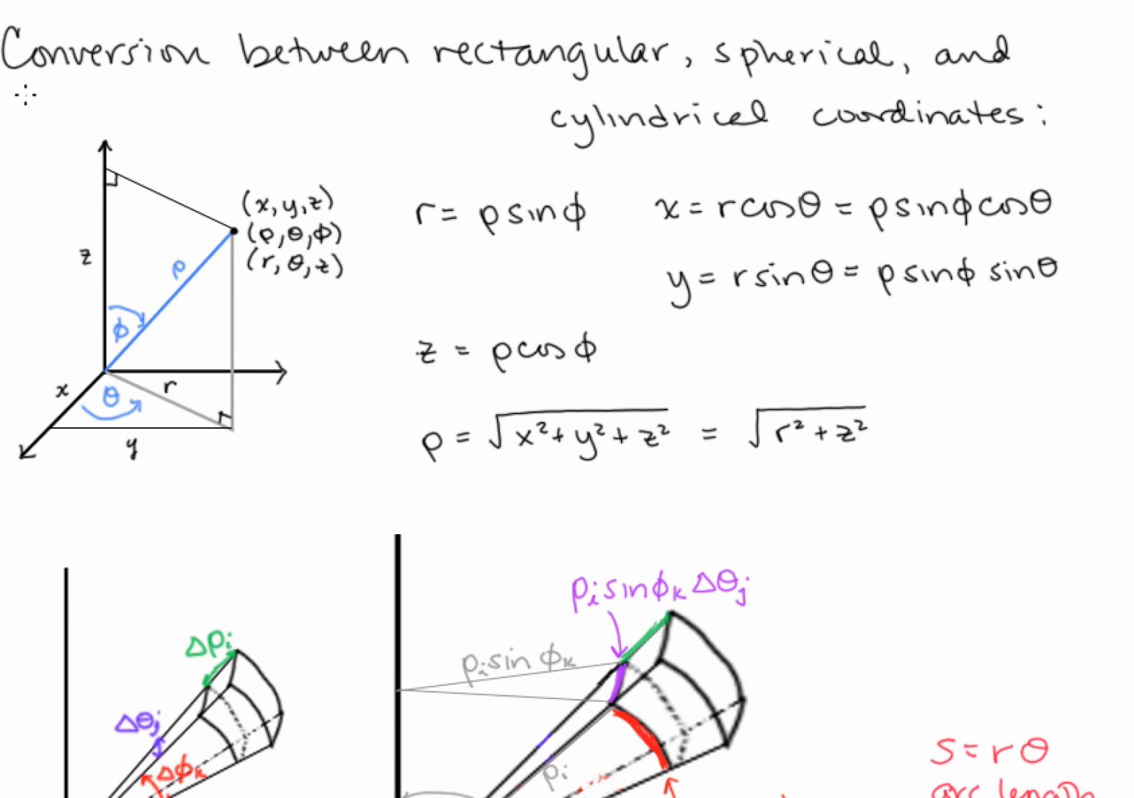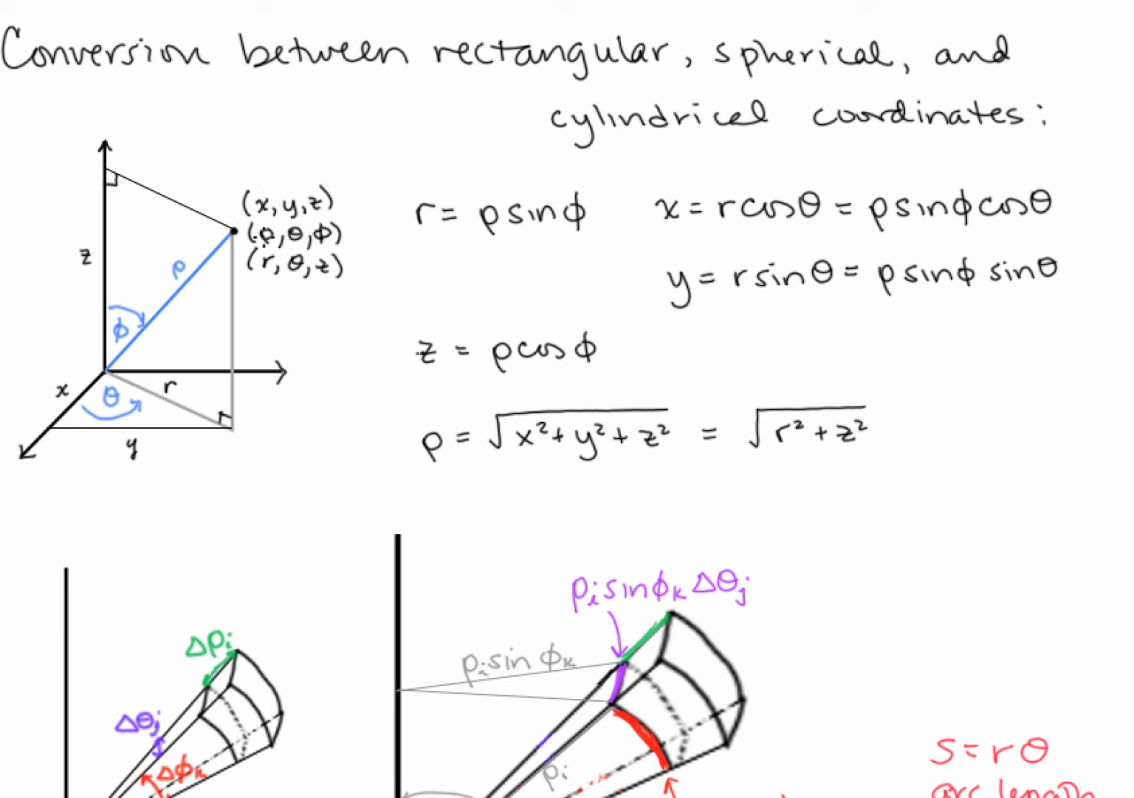Now let's talk about converting between rectangular, spherical, and cylindrical coordinates. Here we have our point in three-dimensional space. We could call this point by its x, y, and z coordinates, or by its r, theta, and z coordinates, that was cylindrical, and now by its spherical coordinates, rho, theta, and phi. So let's see how all of these coordinates relate. Well, we already know how the x and y coordinates relate to r and theta. That's polar coordinate conversion, and we're pretty comfortable with that by now.